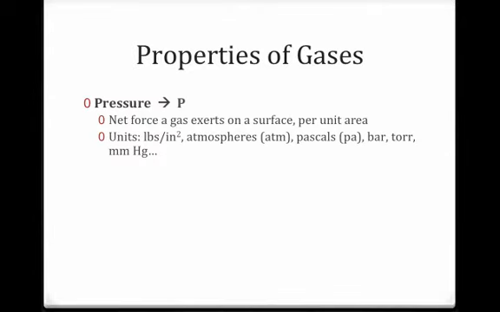The first of those properties is something that most people recognize pretty quick and easily, and that is pressure. A quick definition of pressure, probably a little more technical than you're used to, is the net force a gas exerts on a surface, and that force is exerted per unit of area of surface. There are many, many different units of pressure out there. Pounds per square inch is something we use a lot here in the US. Atmospheres, pascals, bar, torr, millimeters of mercury are other units that have come along in context of different things. The one we're going to focus primarily on this year is atmospheres. We'll be measuring a lot of our pressures in atmospheres, and we'll get into that unit a little more later on.